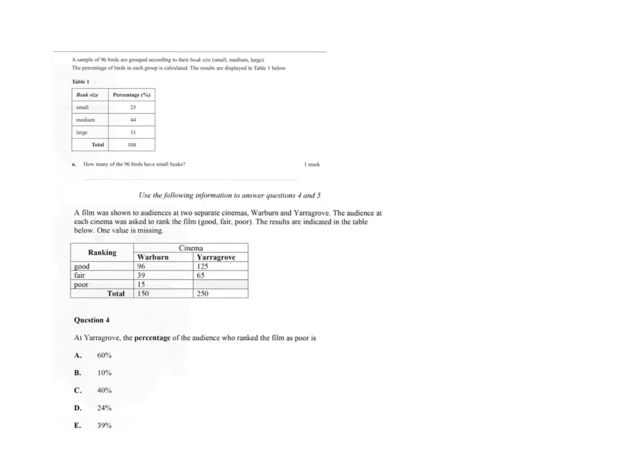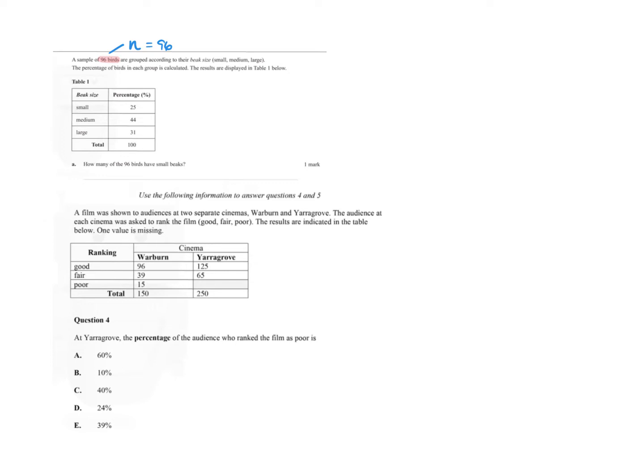Okay, so here's some example questions on us reading a frequency table. So a sample of 96 birds. So here, once again, you've been told the N. So you know N is 96. And they were recorded whether they had a small, medium or large beak. Now, the percentage of birds in each group is calculated and the results are shown below.